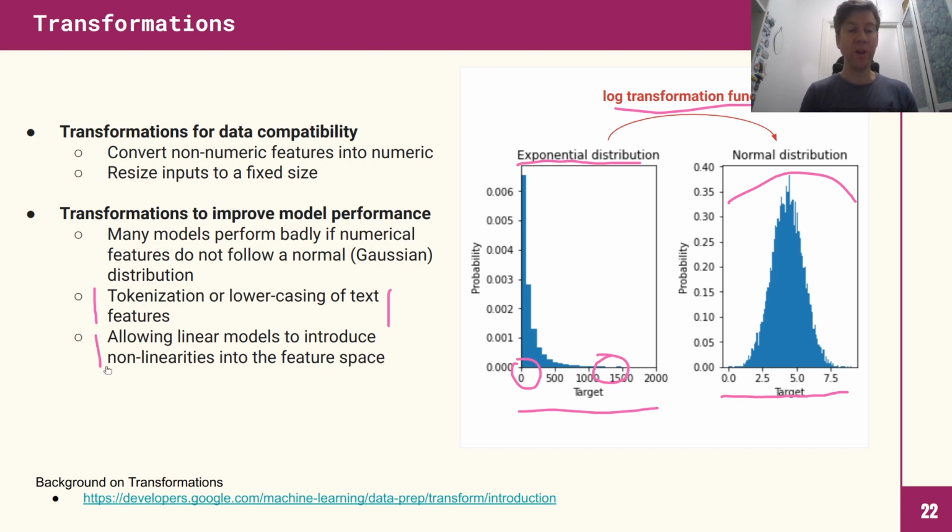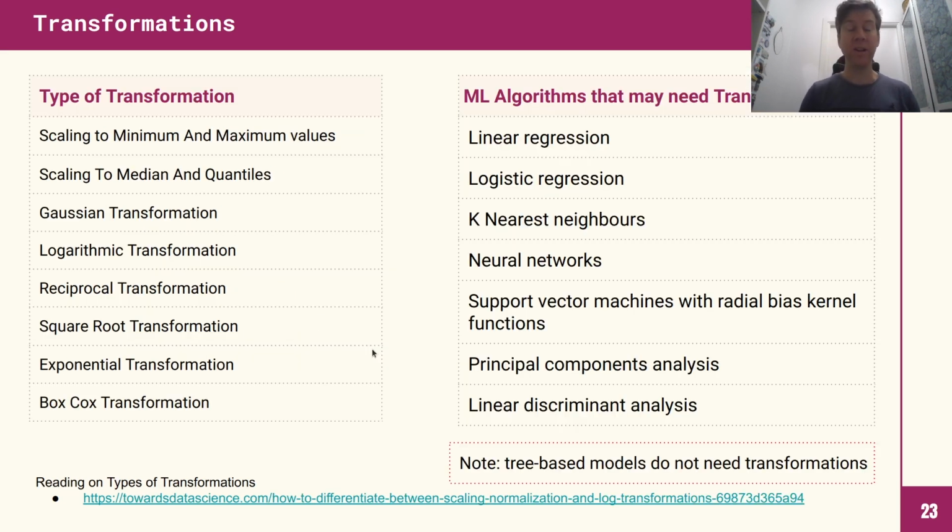You can also use transformations to allow linear models to introduce non-linearities into the feature space. We can do that also with feature crossing that we saw earlier. But transformations are also useful for introducing non-linearities in your feature space. Now, I mentioned that these transformations are very useful for taking numerical data and normalizing it, or taking categorical features and turning them into a numerical representation.